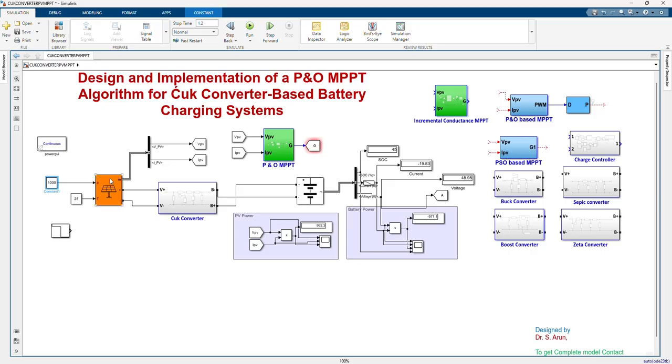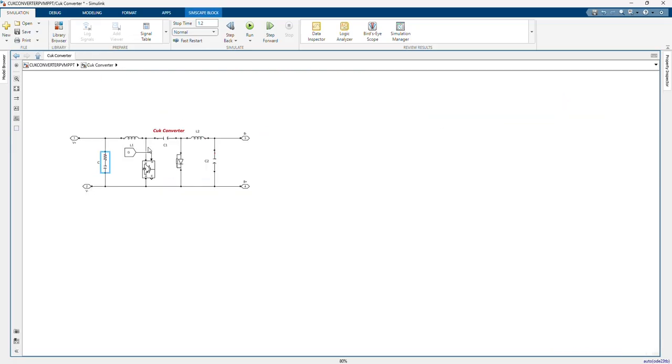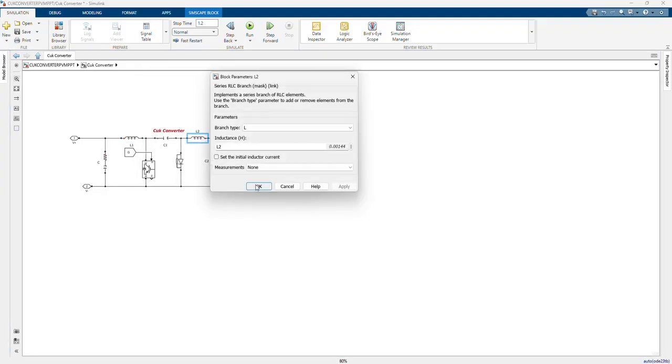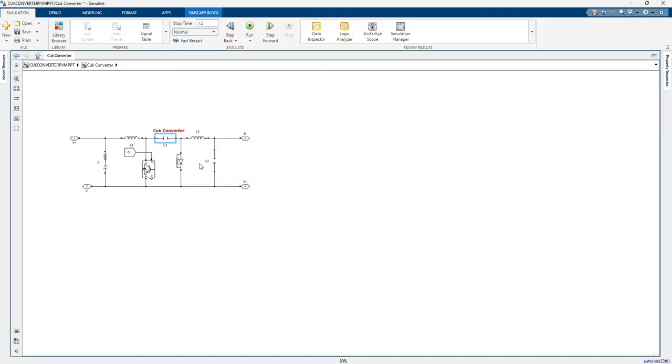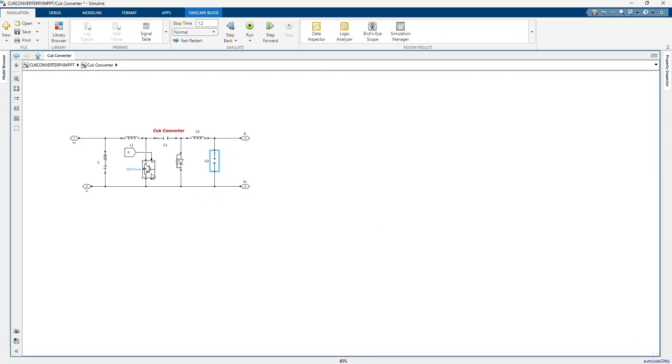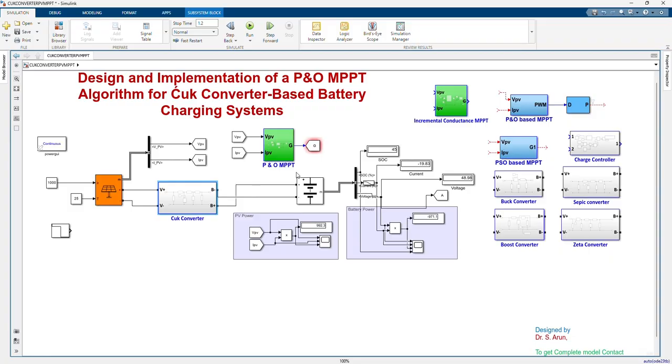So this is the Cuk converter. The PV panel positive and negative ends are connected to the Cuk converter. We already discussed previously how to design and simulate the Cuk converter. It has L1, L2, then C1 as well as C2. So two inductors and two capacitors, and next an IGBT and a diode. Then after that a battery is connected to the Cuk converter.